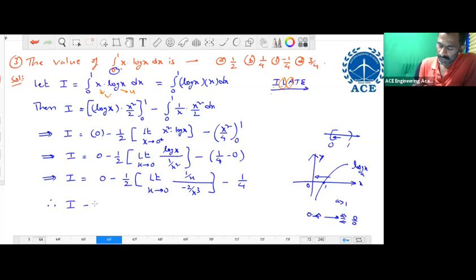Therefore, I equals 0 minus 1 by 4, which is equal to minus 1 by 4. So the value of the integral is finite. Therefore, it is convergent, and it converges to minus 1 by 4.